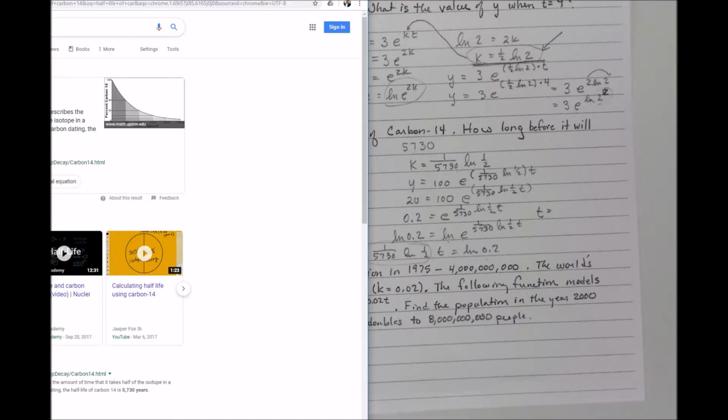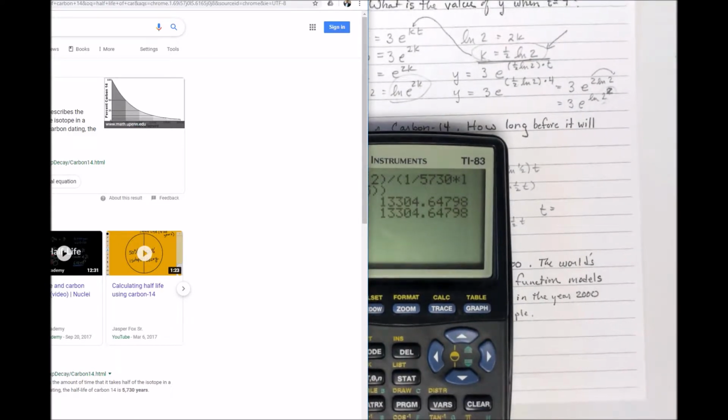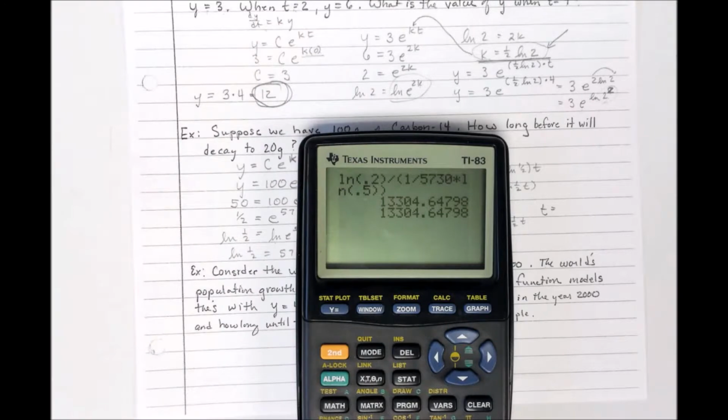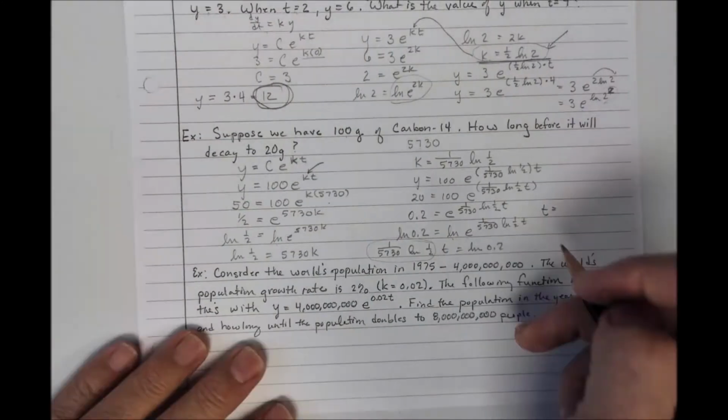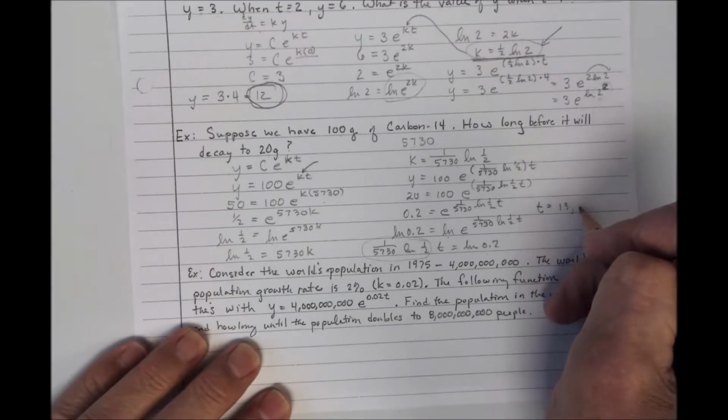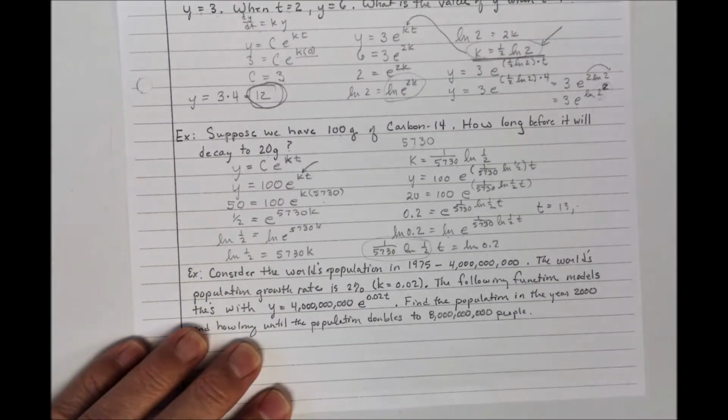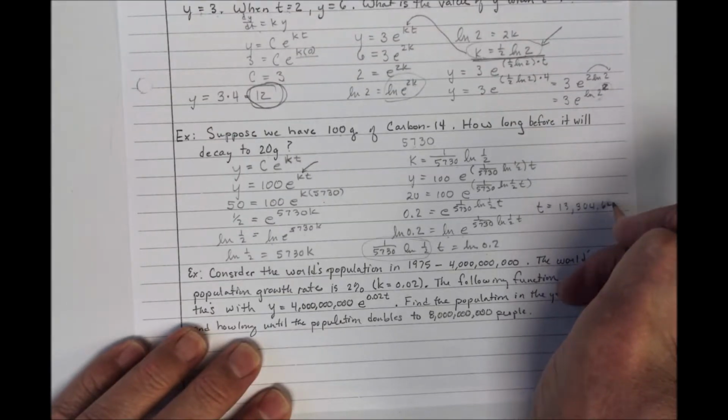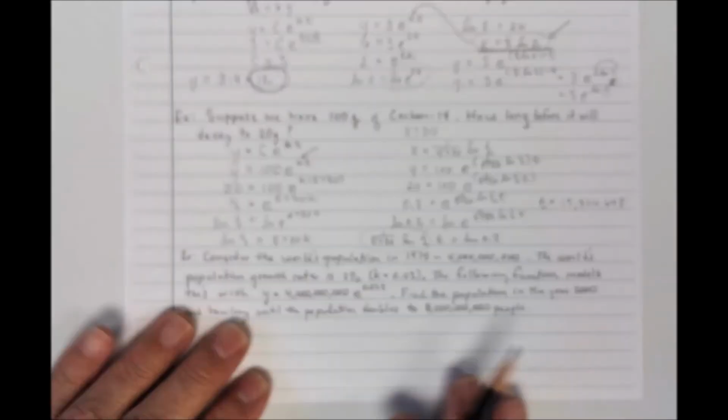times, what is it here? Natural log of 1/2, and let's see, well, I don't know if you can see that very well. Oops, you can't see that very well here with this up on the screen. There we go. So I get 13,304.648. So it didn't say how many decimal places. I'll go ahead and round it to 3.